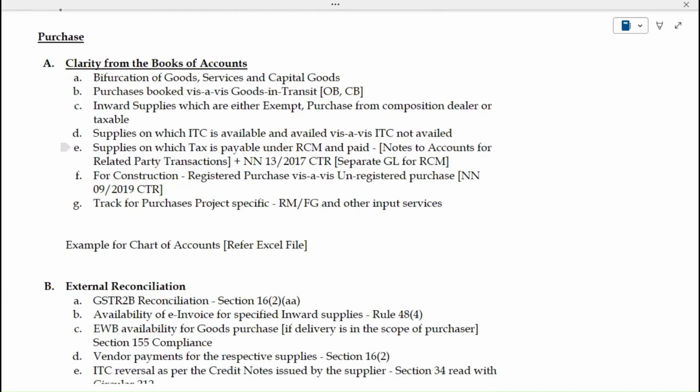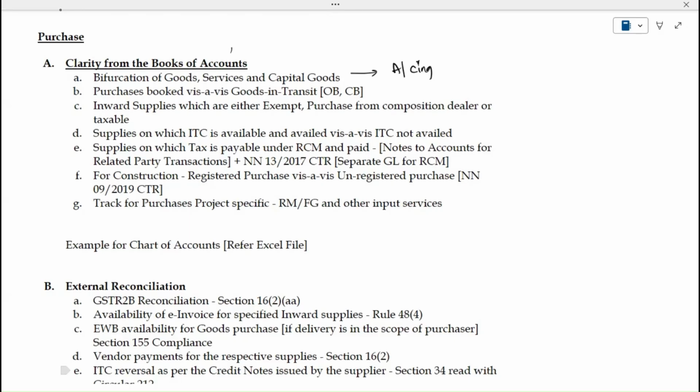So first and foremost, point number A, books of accounts. From books of accounts, what is it that we need to do? First and foremost, whether you have a bifurcation of goods, services, and capital goods. That means to say, when I do my accounting, do I have information with respect to goods, services, capital goods? Now, for example, purchase of consumables, purchase of rent, purchase of consultancy fee, purchase of capital goods, purchase of machinery.